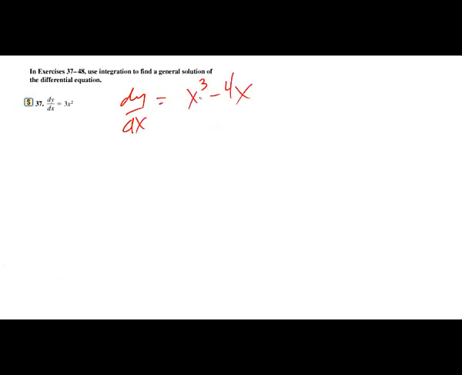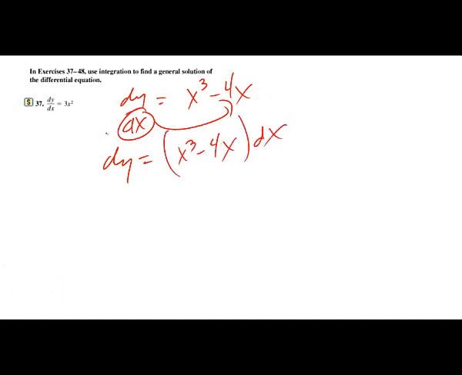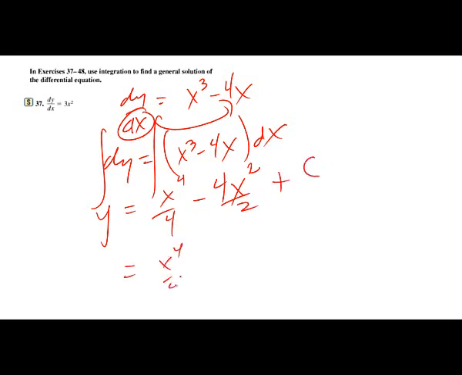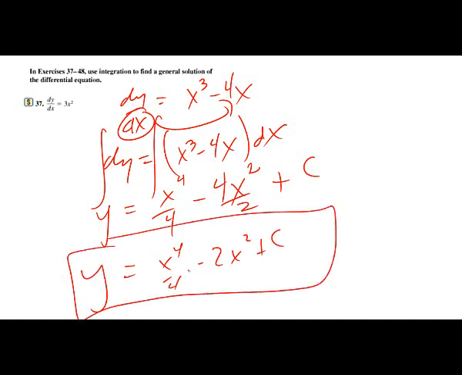Minus 4x. Okay, we got to move the dx over first, right? And we're going to integrate both sides. So y equals x to the... Add 1, guys. Minus 4x what? Squared over 2 plus C. Simplify it. That's what we've been doing forever, right?